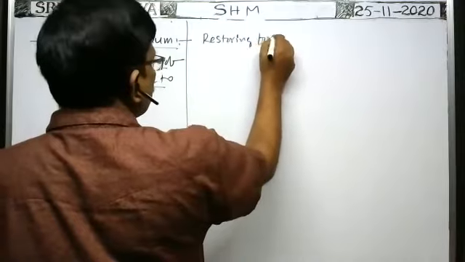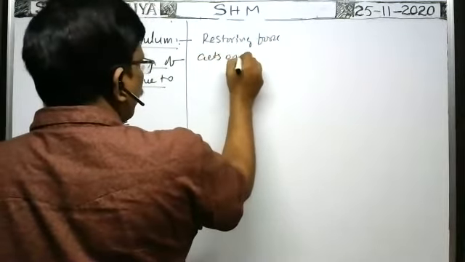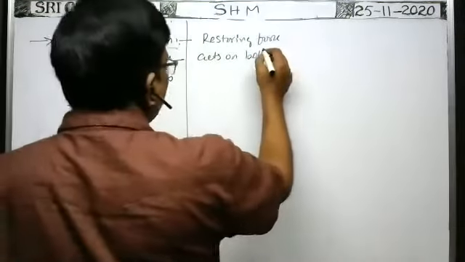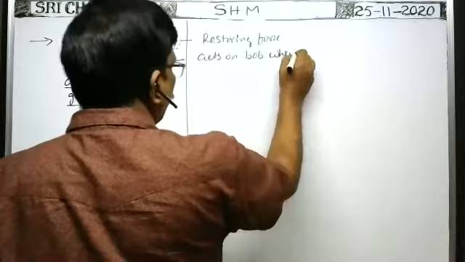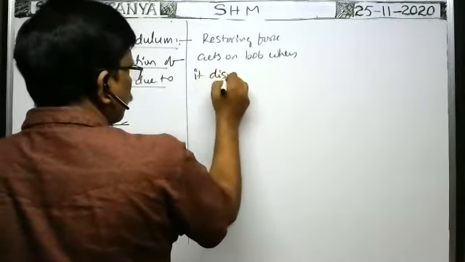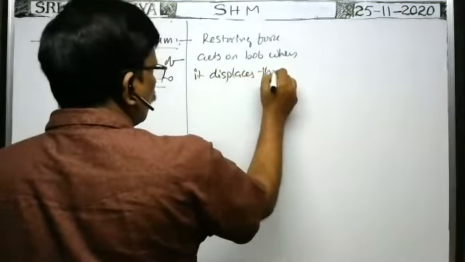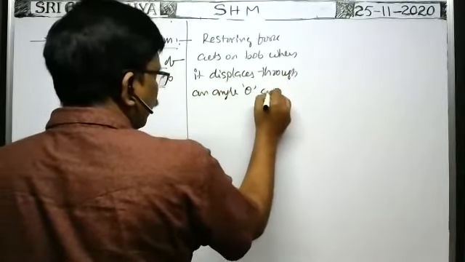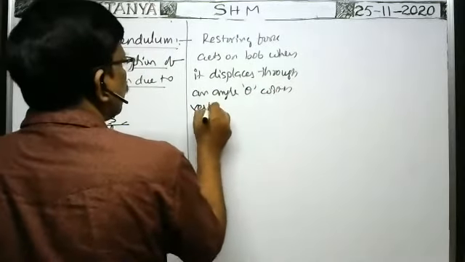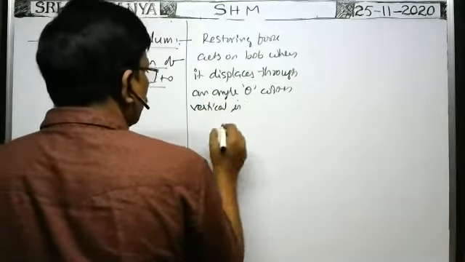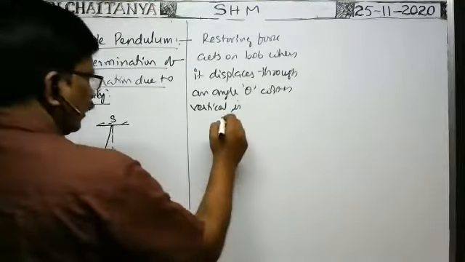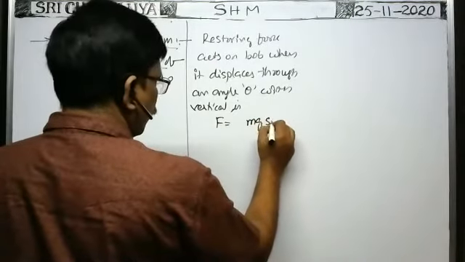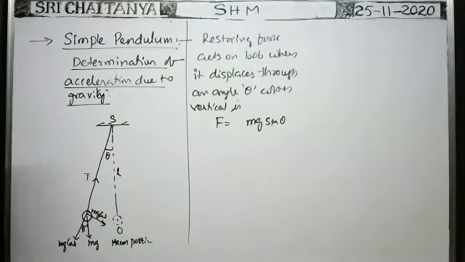Restoring force acts on the bob when it is displaced through an angle theta with the vertical. What is the restoring force? Restoring force F is equal to mg sin theta. The restoring force acting on the particle is equal to mg sin theta.